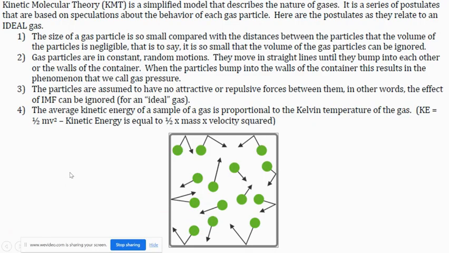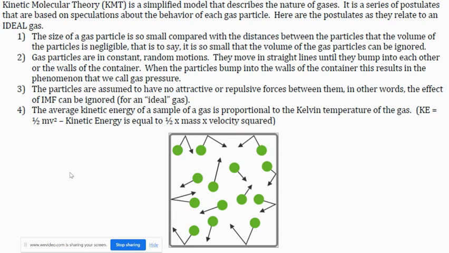Okay. So kinetic molecular theory then is a simplified model. It's going to explain the nature of gases. It's based on a few things. The size of the gas particle is so small compared to the distance between the particles, and the volume of those particles is negligible. So the volume of the gas can oftentimes be ignored, at least for this theory. So gas particles are in constant random motion. They're moving in straight lines.